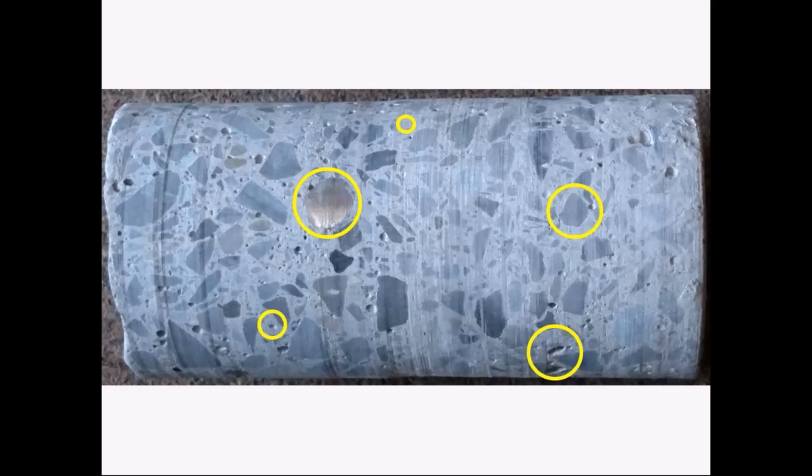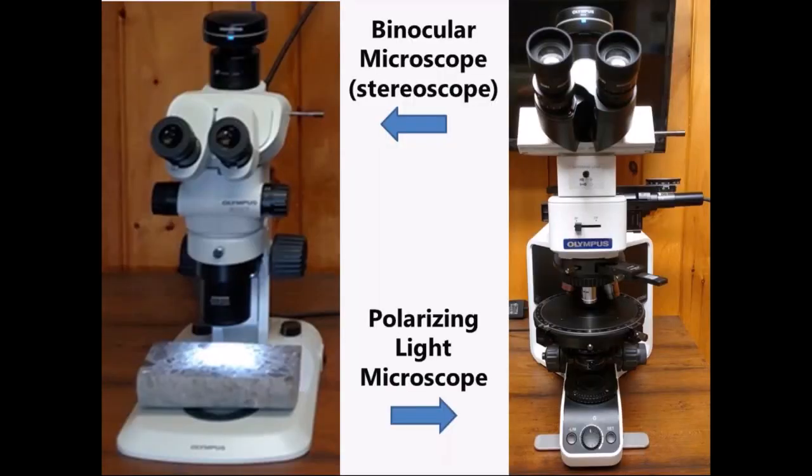but we need to see a little bit more deeply with more details into the concrete in order for us to do our work here. So to that end, we can utilize several different types of microscopes. I'll explain two different types of microscopes in this presentation. The one on the left is the binocular microscope, also called the stereoscope, and the one on the right is the polarizing light microscope.